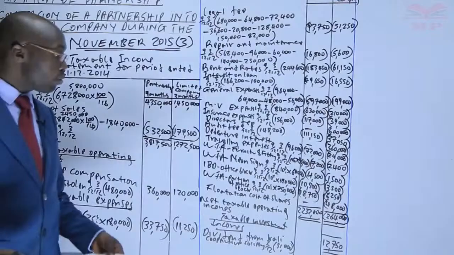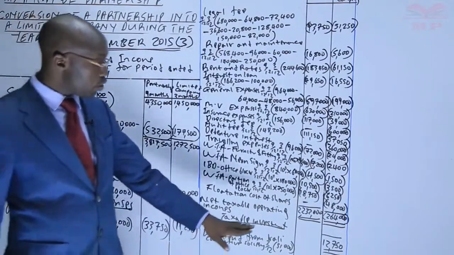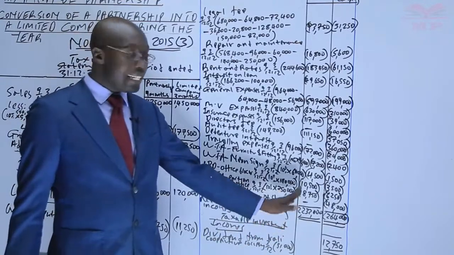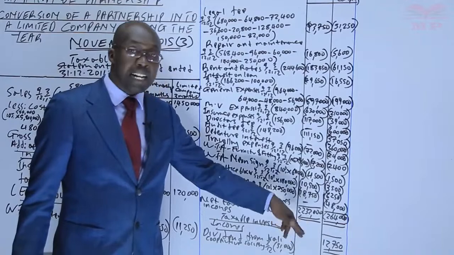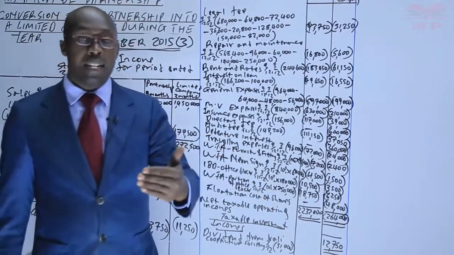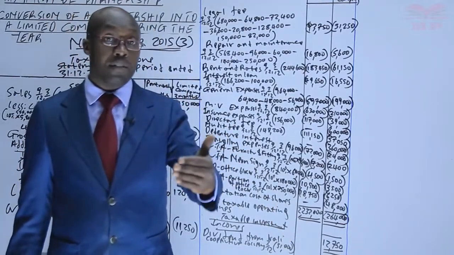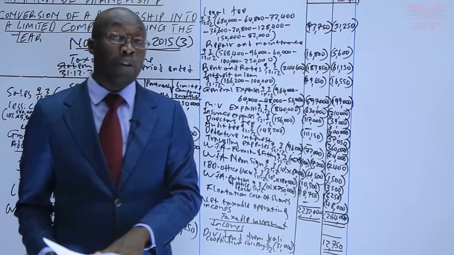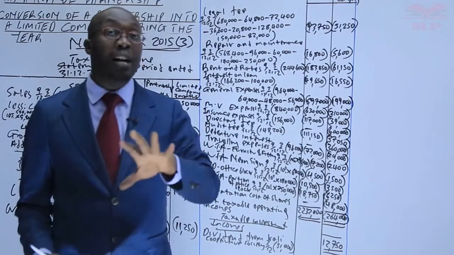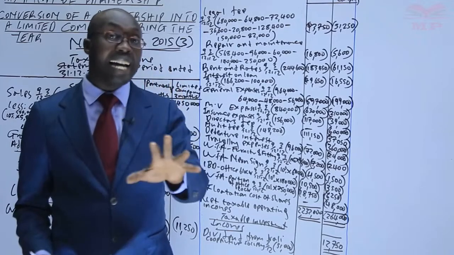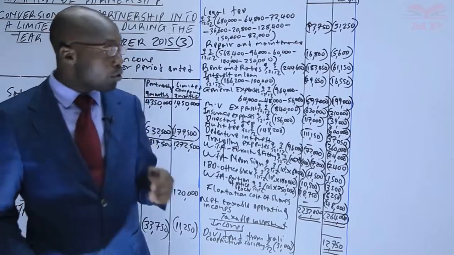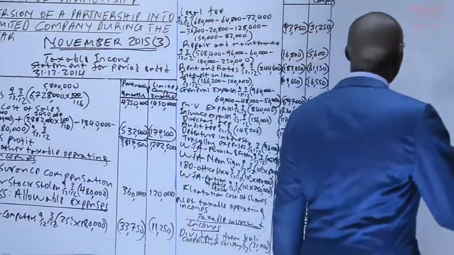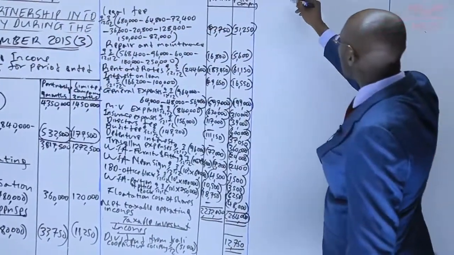Now, this is where you are told to comment about the tax position of James and Katana, that is, in the partnership. We say, once you get the taxable income of the partnership, you distribute and then tax it on the partners themselves. Since they have asked us about the tax position, we have to distribute and even determine the tax they are supposed to pay individually. So what do you do? Distribute first. So we have to prepare the income distribution schedule.